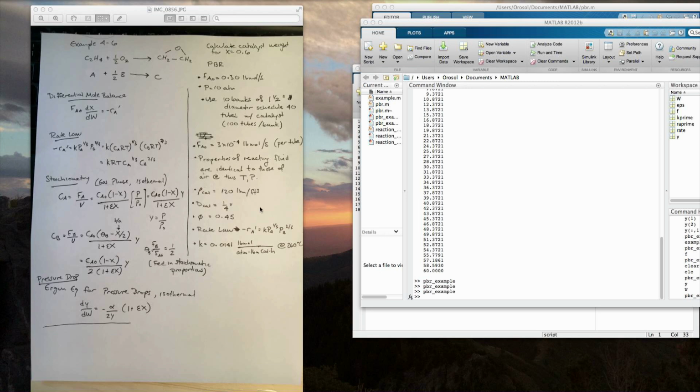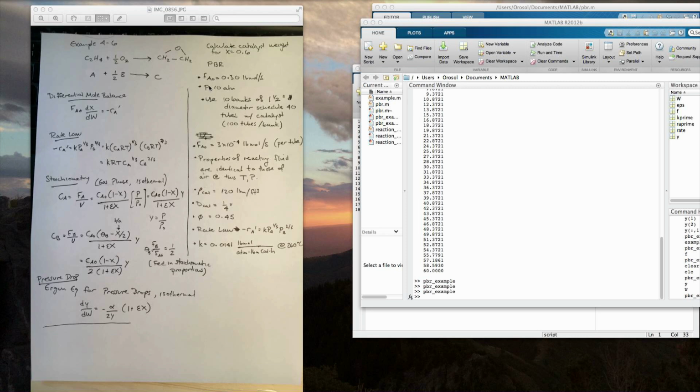So first of all, I wanted to go through the problem just to show you where the equations come from that we're going to be solving. And as always, this just follows the same algorithm as all the other problems we've been solving. So this is what we're given. We have ethylene and oxygen, and we're forming ethylene oxide. We're using a packed bed reactor, and we want to calculate the necessary catalyst weight to get at least 60% conversion.